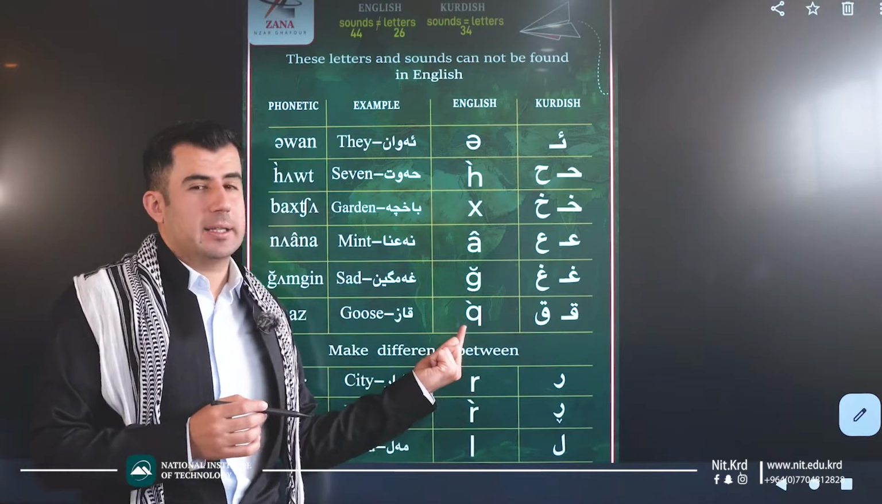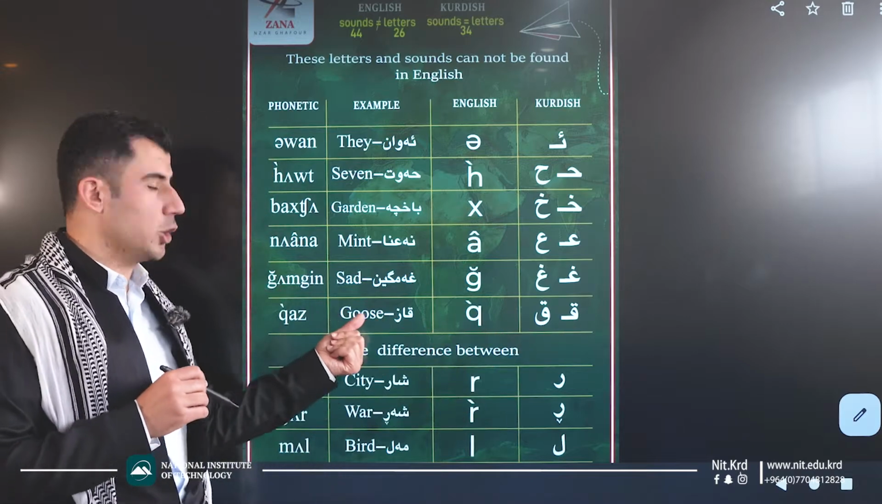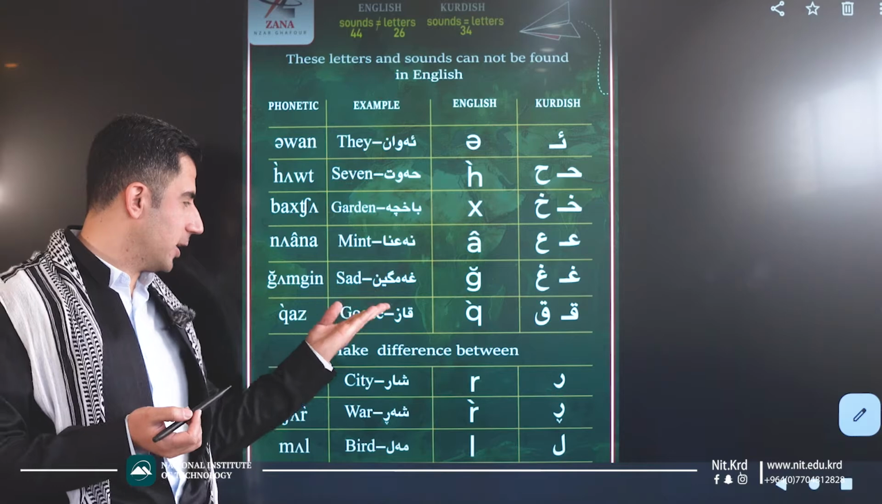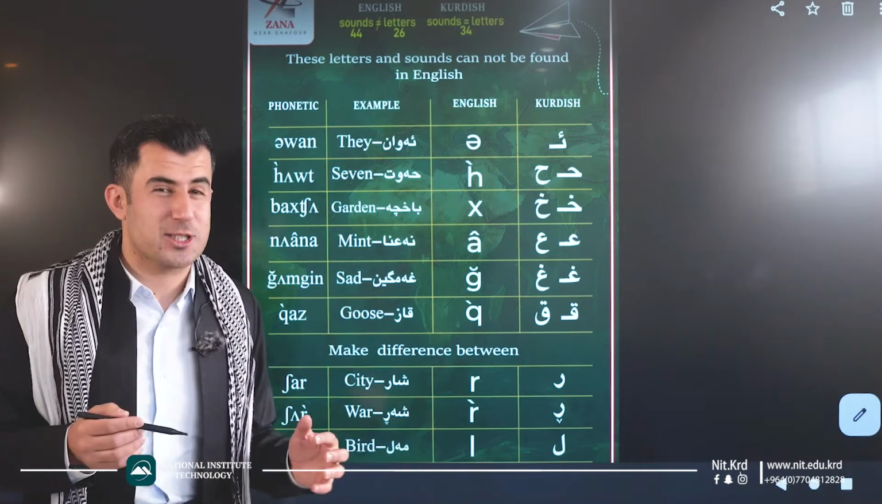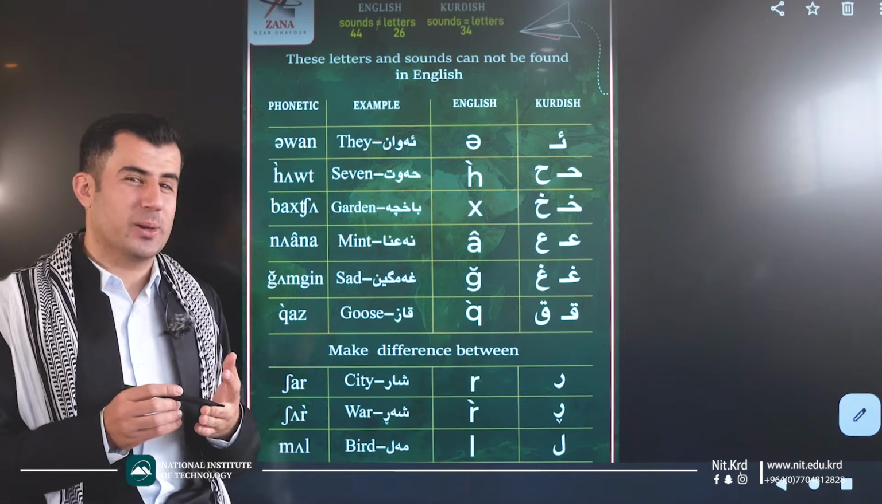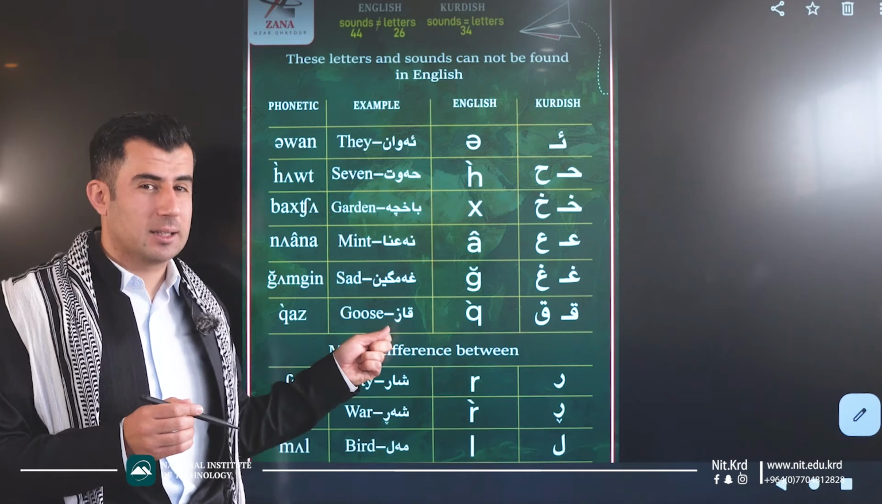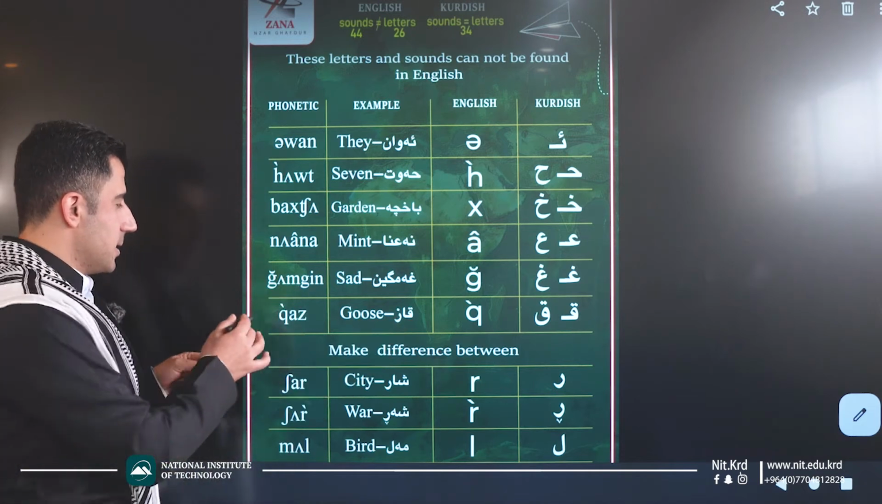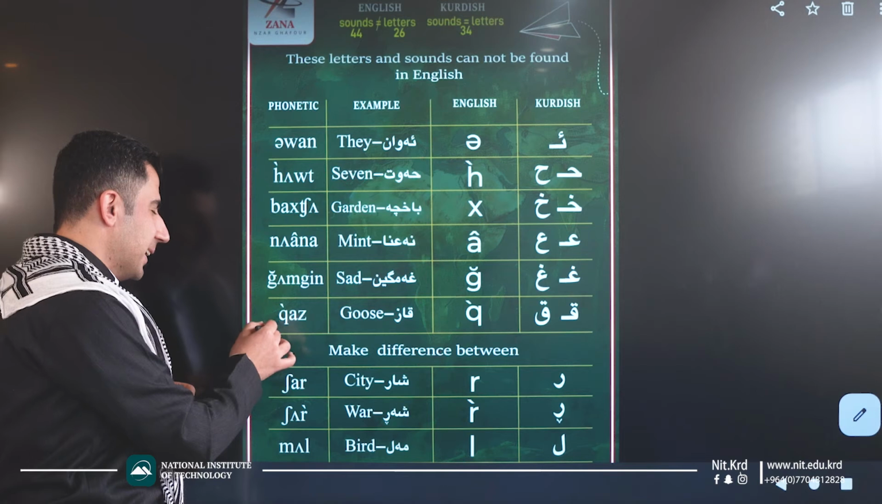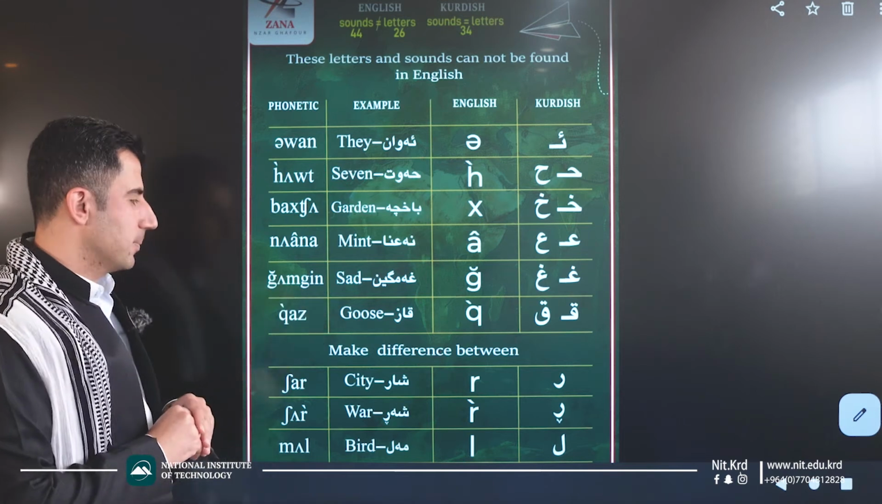I use this sign, Q with a stress. It becomes Q. For example, goose in English. In Kurdish we say khas. It is not gas, it's not kas, it's not khas. No, it is khaz. Khas. This is the symbol for Q, z, khas.